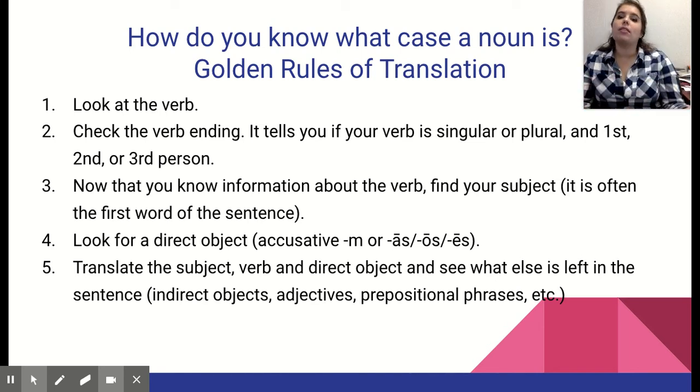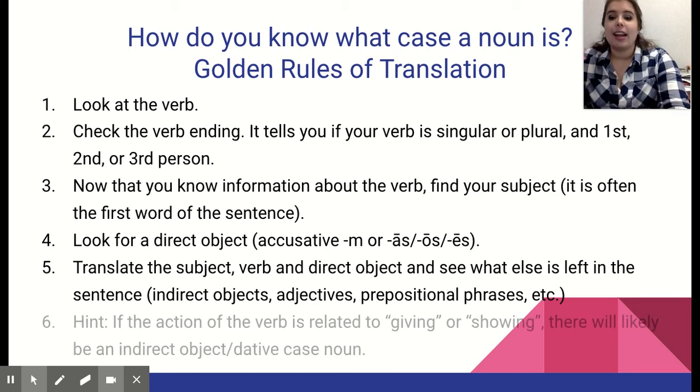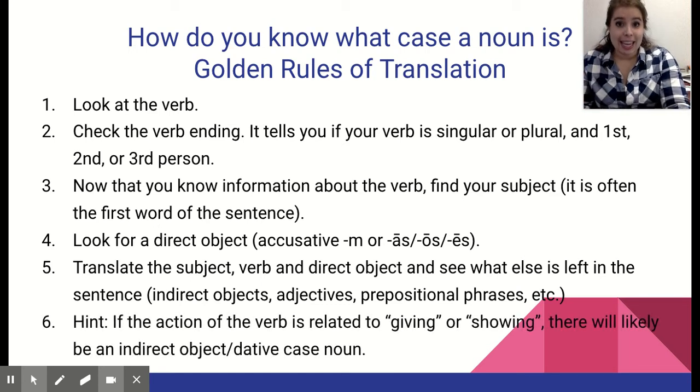And then you see what else is left in the sentence that adds some more details to it. Are there adjectives modifying the nouns? Are there any prepositional phrases happening? And then our new thing, you can look for indirect objects. Now, with indirect objects, little hint, you're typically going to have indirect objects with verbs of giving or showing or something along those lines. And indirect objects are translated as to or for.